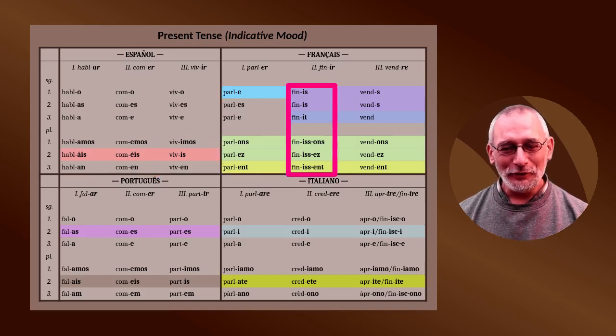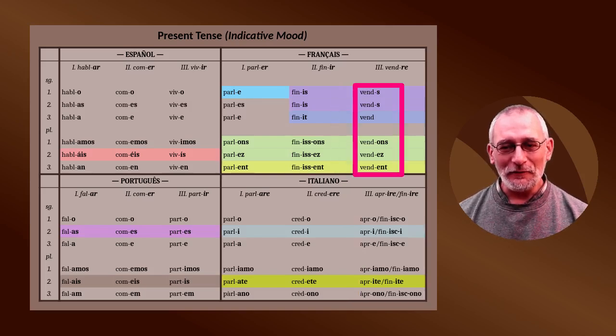The second group of French verbs is conjugated as follows. Finis, finis, finit, finissons, finissez, finissent. So again, all three singular forms are pronounced the same, and in plural, we have a change. As we can see, there is something similar going on here. Like in Italian, there is a syllable added to these verbs, iss. Finissons, finissez, finissent. It's not exactly the same like in Italian, but it's a similar feature that we can observe here. And the third group of French verbs is conjugated as follows.